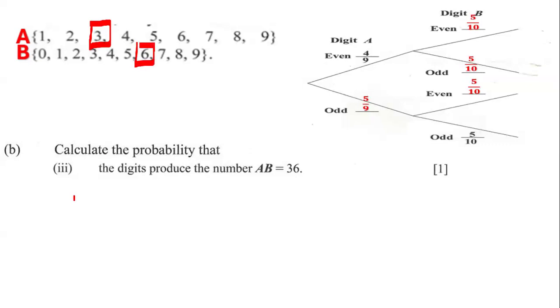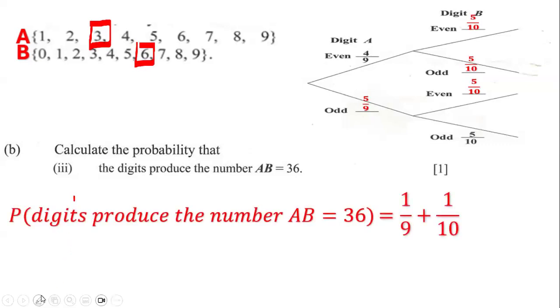Now, what's the probability that we're going to get 3 selected from A? Well, it's only one number, out of how many possible outcomes? 9. So there are 9 possibilities. So it's going to be 1/9. And what's the probability of 6 being selected in set B? Well, it's only one number, and there are 10 digits altogether, so it's going to be 1/10. And so we add these two together.